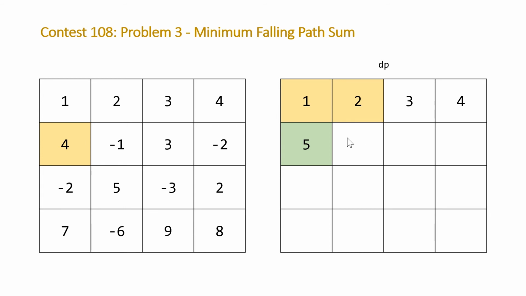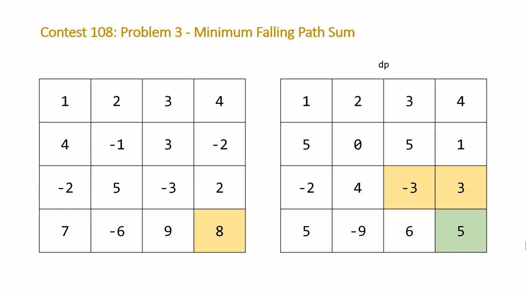So for this element here, we're going to take the minimum of 1, 2, and 3 and add it to -1, which gives us 0. And we just continue to do this. So minimum of 2, 3, and 4 is 2, added to 3 is 5. Minimum of 3 and 4 is 3, added to -2 is 1. And if we continue to do this, we end up with the following.